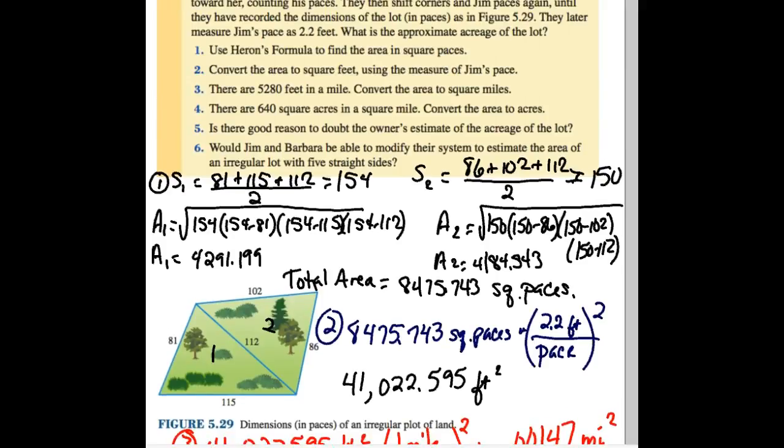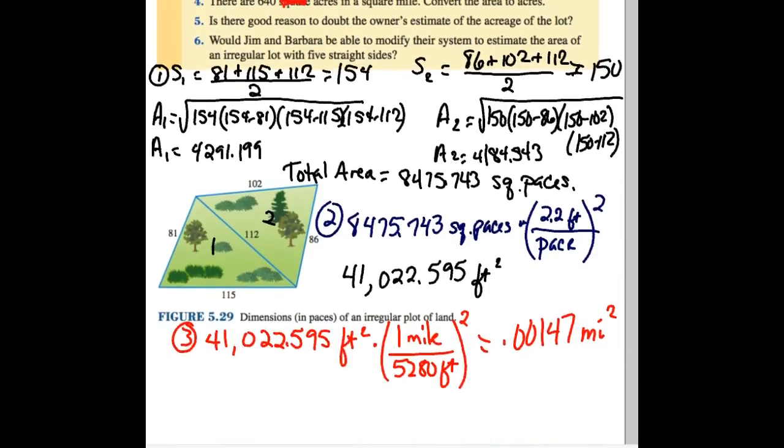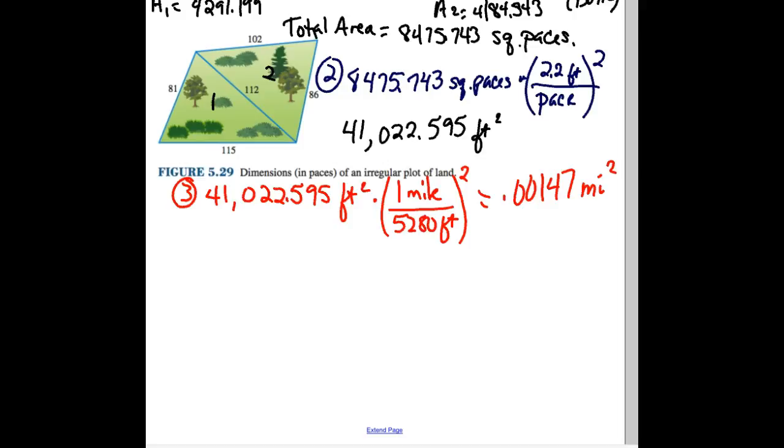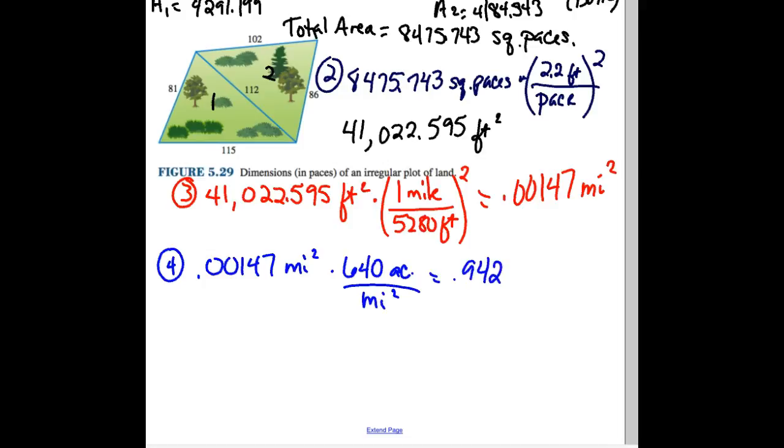Question 4 says there are 640, it says square acres, but acre, we don't refer to that as square acres. 640 acres in a square mile, so we're going to convert this to acres now. All right, so 0.00147 square miles. Our conversion was 640 acres per square mile. So take that decimal times 640, and we end up with 0.942 acres.